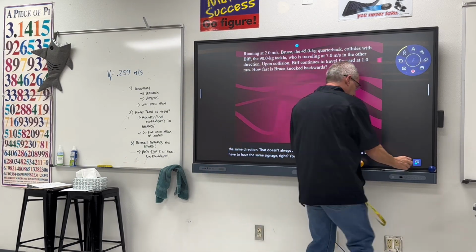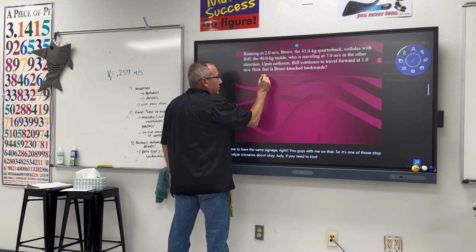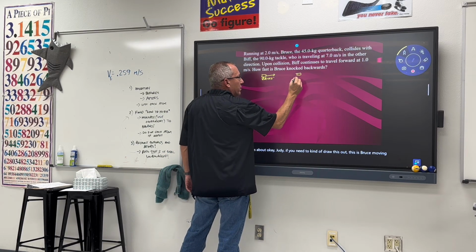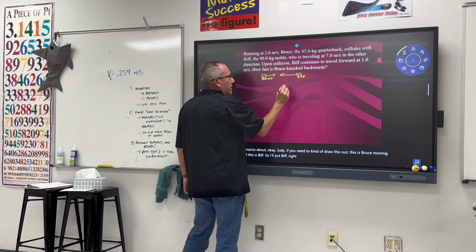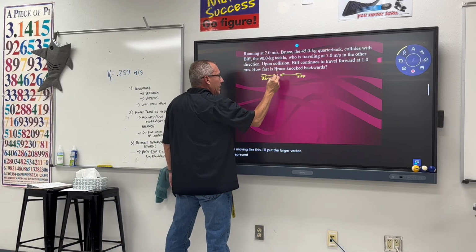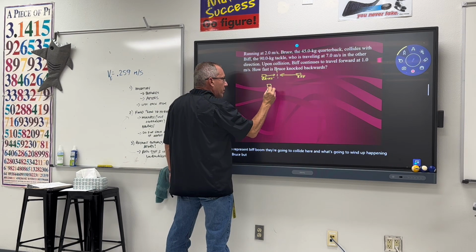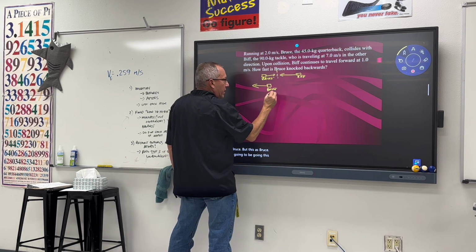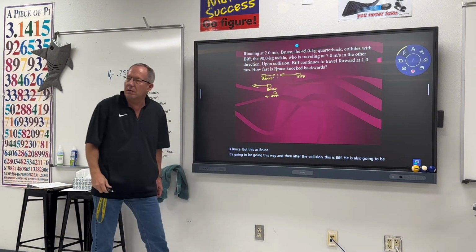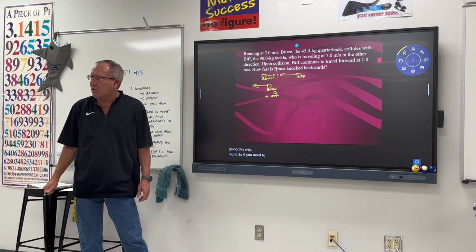So it's one of those stop, analyze scenarios. If you need to draw this out, this is Bruce moving like this, and this is Biff. So I'll put Biff right here. He's moving like this. I'll put the larger vector to represent Biff. Boom, they're going to collide here, and what's going to wind up happening is Bruce is going to be going this way, and then after the collision, this is Biff. He is also going to be going this way, right? So if you need to draw a diagram to figure out what's going on, draw the diagram.